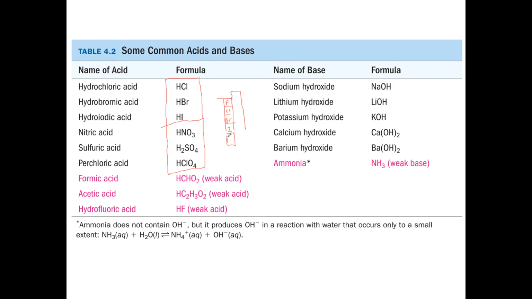Iodine and astatine, okay? So look at these three right here: chlorine, bromine, and iodine. Hydrochloric acid, hydrobromic acid, and hydroiodic acid. Those three should be easy to remember, because you've seen them. I don't know, you see them.